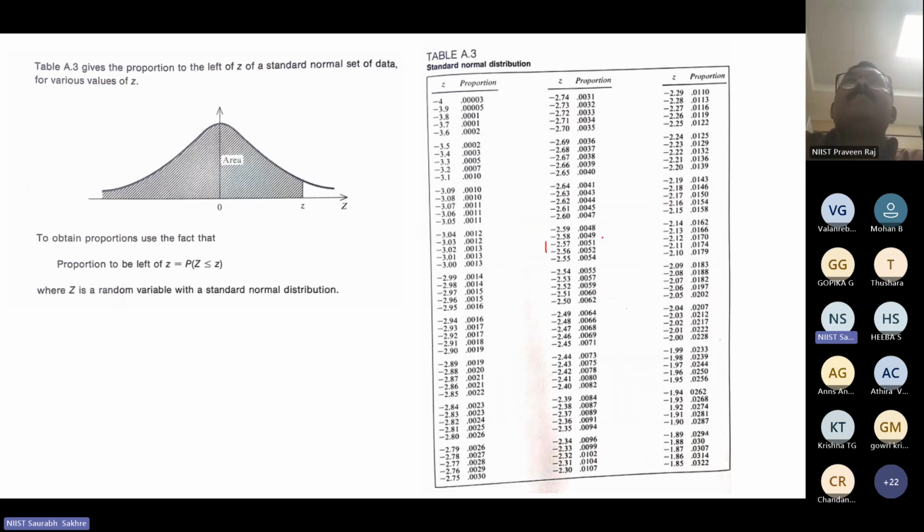So 0.005. So it is between 0.0049 and 0.0051. So it is up to us. Last time also someone asked. That time I said that either you can take the previous one or the next one also. If you want to go more accurate, you can take average also. Okay.